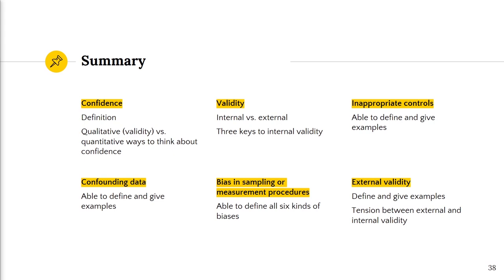You need to understand the three keys to good internal validity, which is having proper controls, avoiding confounding data, and avoiding bias. And you also have to define and give examples of external validity as well, and be able to think through and understand examples where we have tension between internal and external validity.